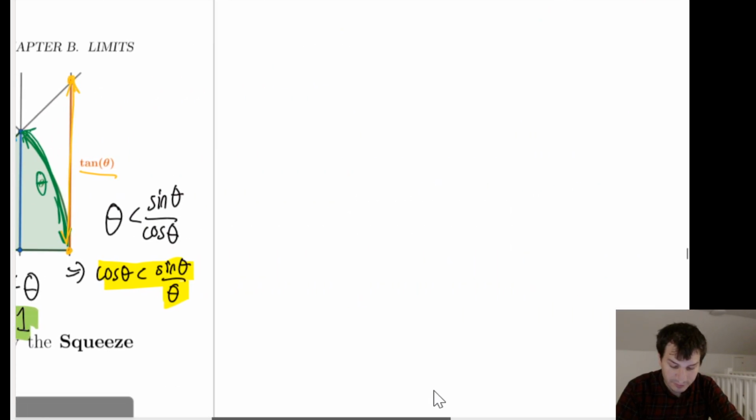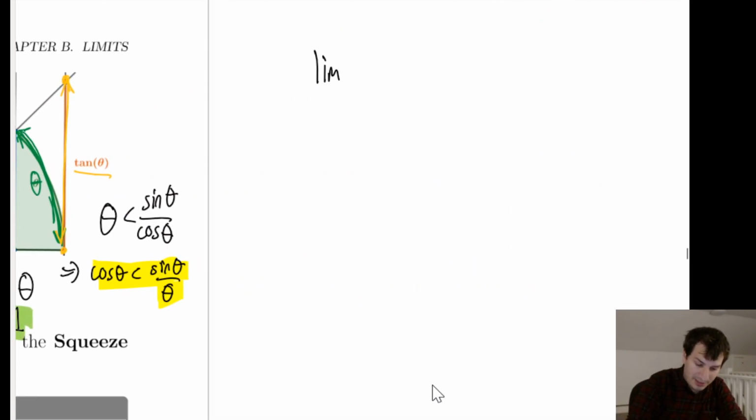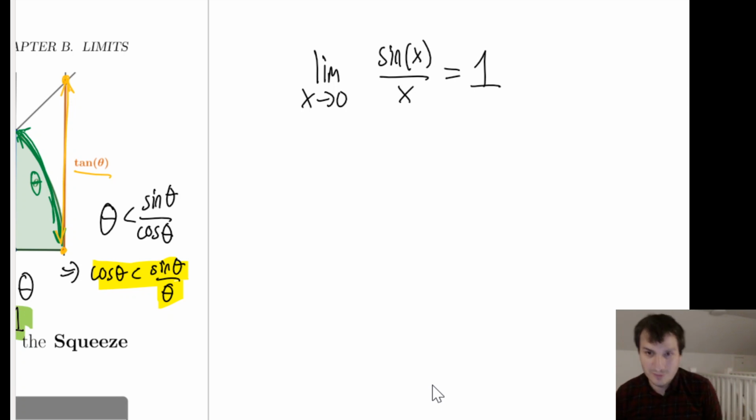So here's a full proof. Here's a proof. Limit as x goes to 0 of sine of x over x. The limit is 1. That's a fact. That's the fact we're trying to prove in this chapter or talk about. And here is a proof.